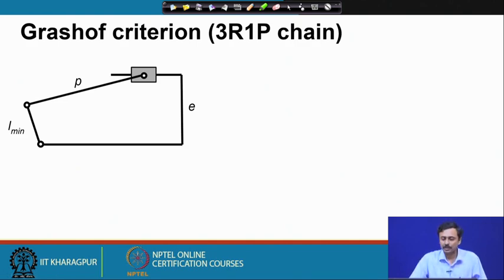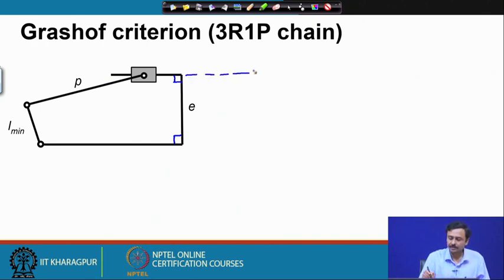So, we come to the Grashof criterion for 3R1P chain. Here I have redrawn the chain in a slightly different manner. Now, you can see this. Once again, the definition of E. Here I have purposefully drawn them as 90°, but they can be connected in arbitrary manner.